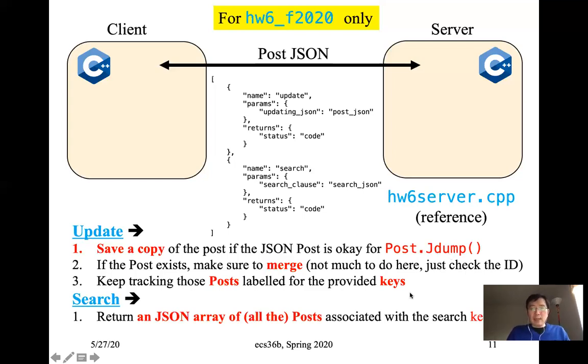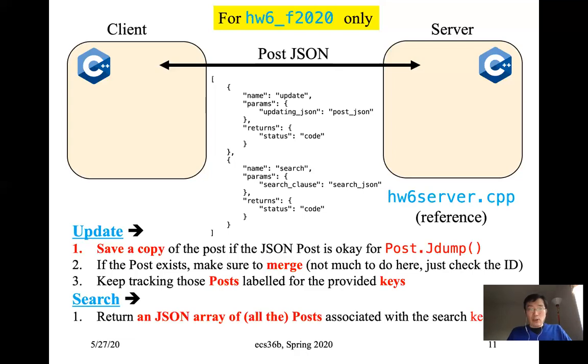If the output is okay, that means jdump accepted it, saying that syntactically and semantically this post JSON looks okay. Then you need to find a way to save this post. You have to save it. When I say save a copy, I give you the freedom to save it in whatever way you like. You can save it in a file, like what I did: I save every post as a file.